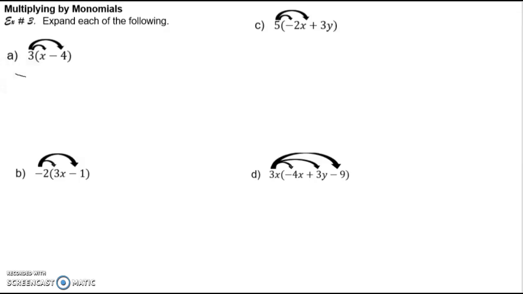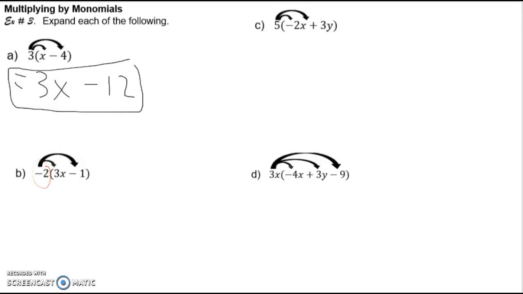So first step, I'll put my equal sign. So right here, 3 times x gives us 3x. And then step 2, it's 3 multiplied by the negative 4. Don't forget that negative. So a positive times a negative is a negative. And then 3 times 4 gives us 12. That's your final answer.